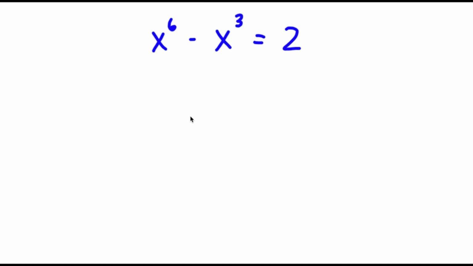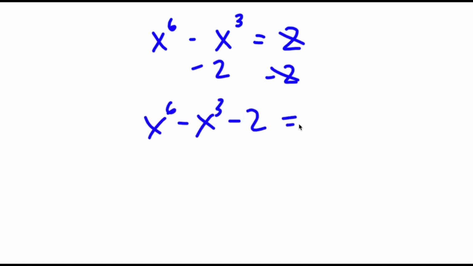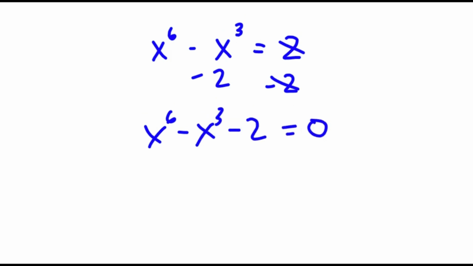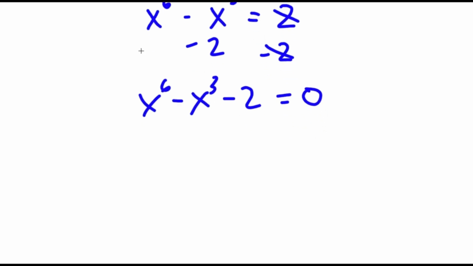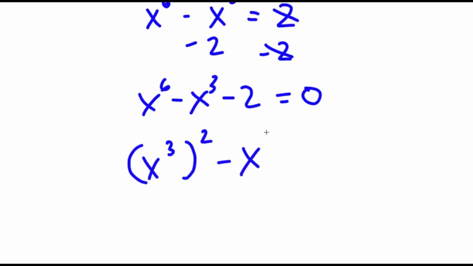Alright, so in this problem, I have x to the power of 6 minus x to the power of 3 is equal to 2. So I'm going to first start by subtracting 2 on both sides. So now I have x to the power of 6 minus x to the power of 3 minus 2 is equal to 0. Now I'm going to rewrite x to the power of 6 as (x to the power of 3) squared. Now I have this minus x to the power of 3 minus 2 is equal to 0.